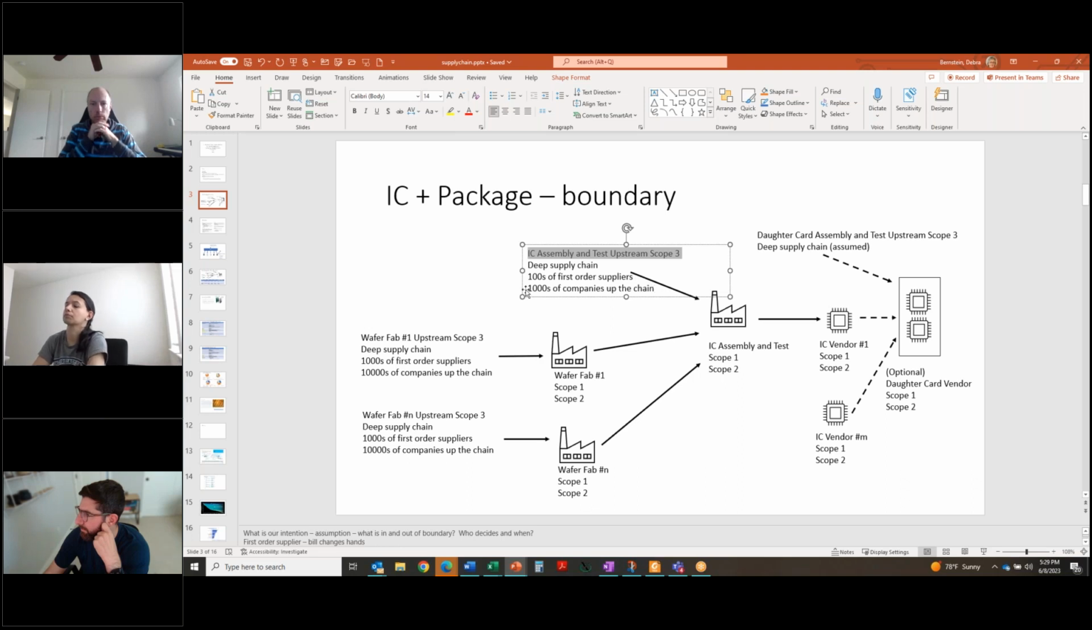But then if you go further up the supply chain, all the way back to raw materials and raw chemicals, etc., it's in the order of many thousands of companies. So let's just leave that as where that is, and then kind of trace up the wafer fab part of the supply chain.